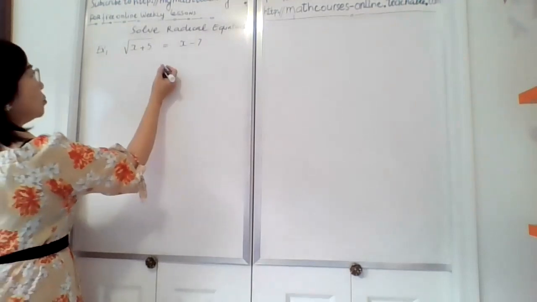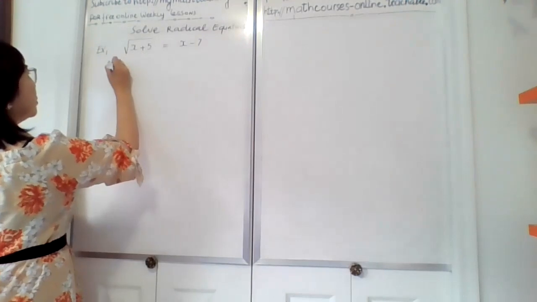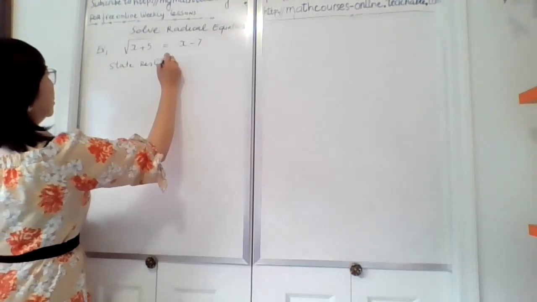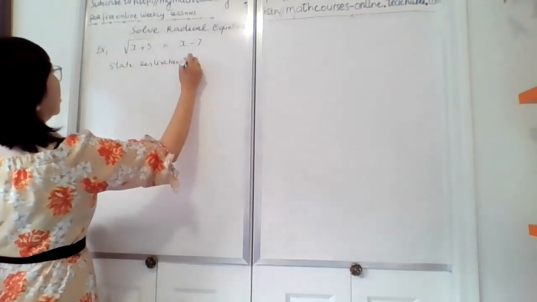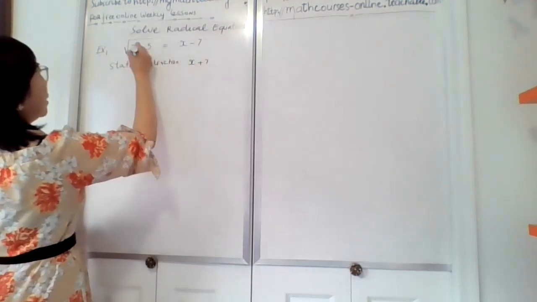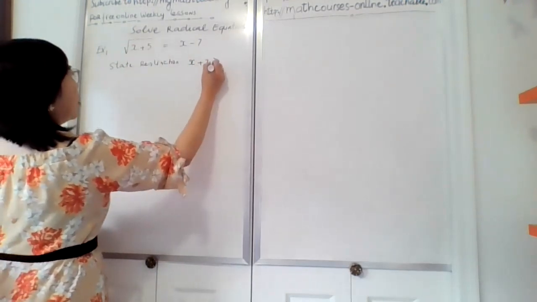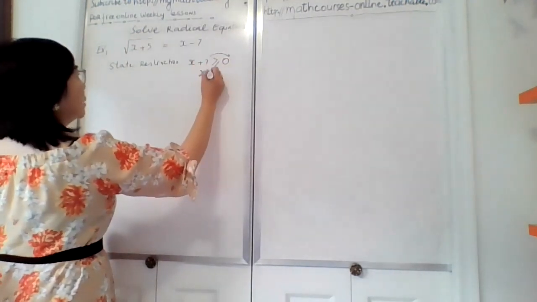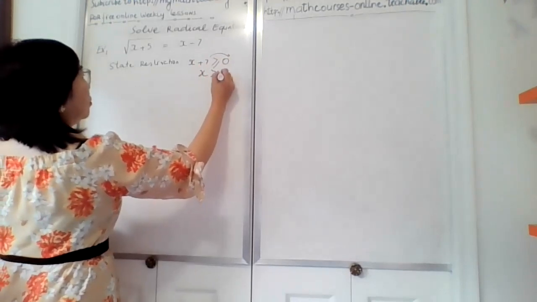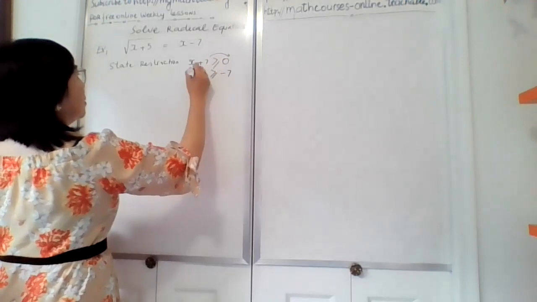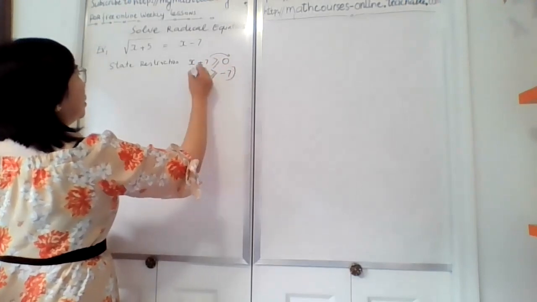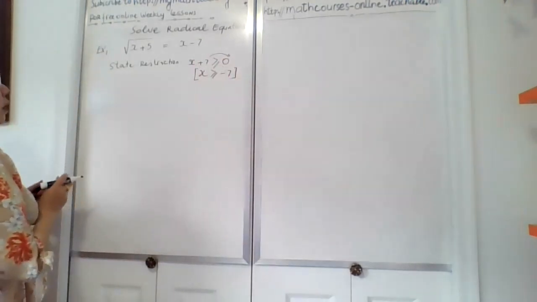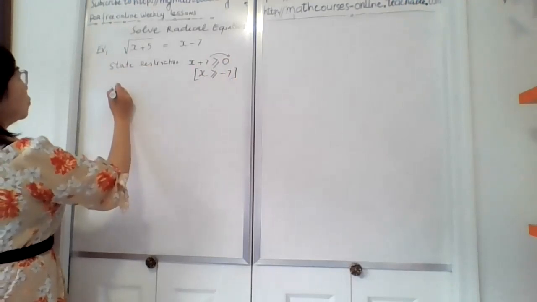And remember the steps I showed you for these equations. First, we should state the restriction. So what is the restriction here? We say x plus 5 has to be bigger or equal to 0, because whatever is inside the root has to be non-negative. Move this over, x has to be bigger or equal to -7. So this is the restriction we keep in our mind. Now we will square both sides.